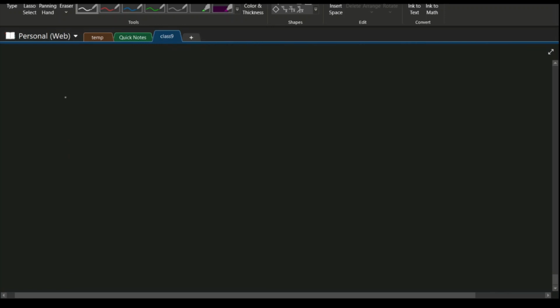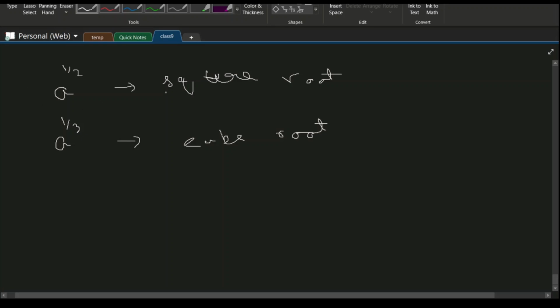So only when the powers are half or 1 by 3, we have come up with a special name: square root when the power is 1 by 2, and cube root when the power is 1 by 3. These types of sums you'll see pretty often, so they have given a special name to it so that you don't have to say the whole sentence like principal second root of a or principal third root of a. Instead of saying that whole sentence all the time, we'll just refer to it as square root of a or cube root of a.